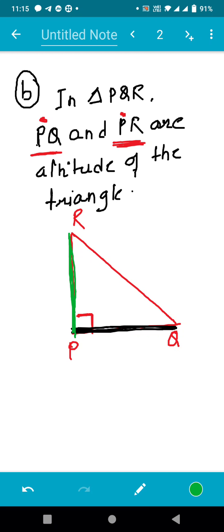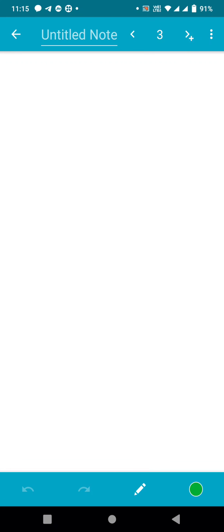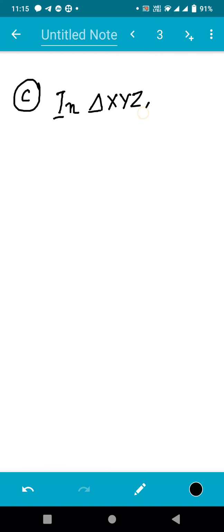Now let's move on to sum number C. Now what we have in sum number C? In sum number C, we have to draw one triangle first. In triangle XYZ, what we have to draw? YL is an altitude.